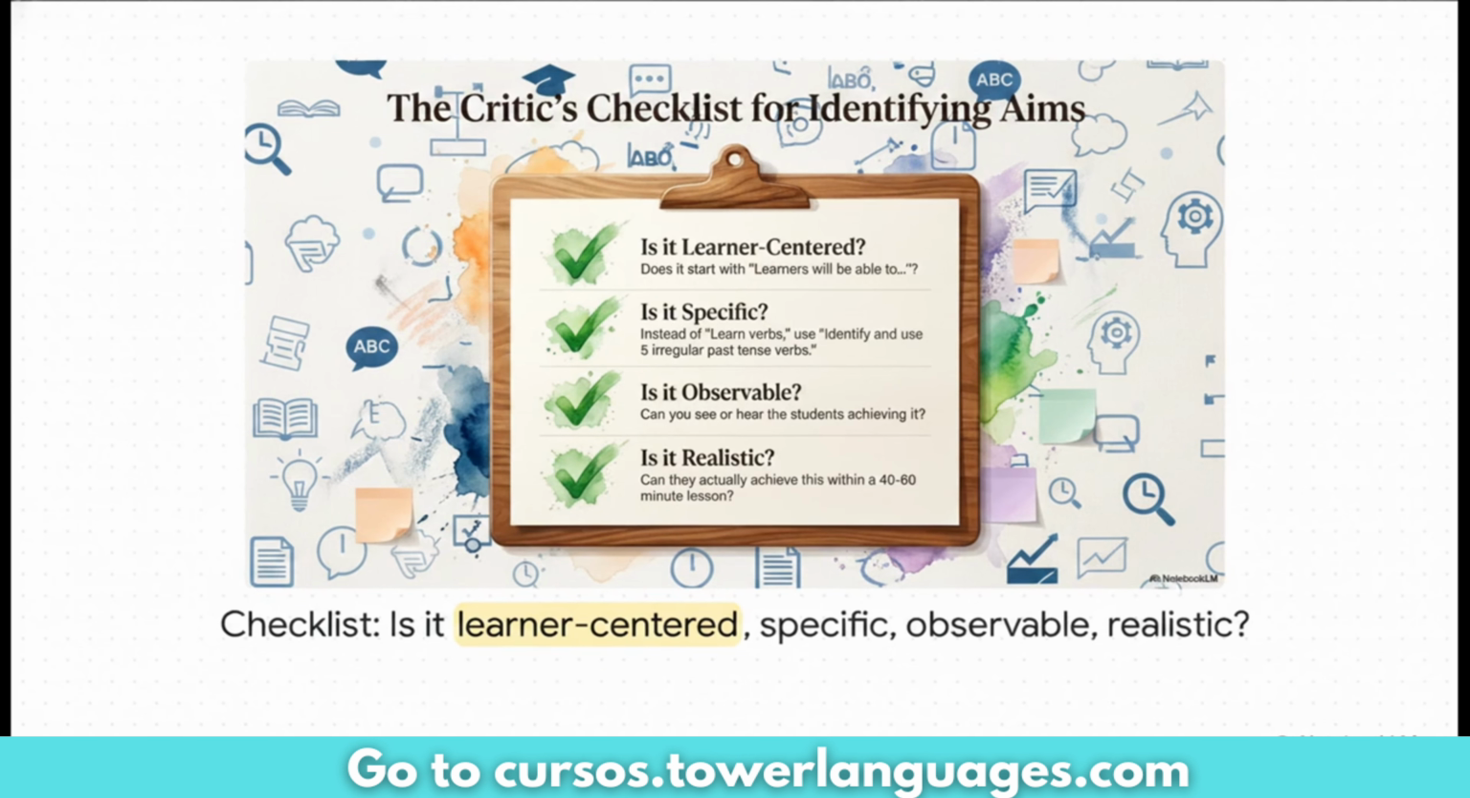Before you finalize that lesson plan, do yourself a favor and run it through the critic's checklist. Ask yourself 4 essential questions about your main aim. 1. Is it learner-centered? Does it start with "learners will be able to"? 2. Is it specific? Instead of a vague "learn verbs," is it "identify and use 5 irregular past tense verbs"? 3. Is it observable? Will you actually be able to see or hear the students achieving it by the end of the class? And 4. Is it realistic? Can they actually achieve this specific goal within a standard 40 to 60-minute lesson?